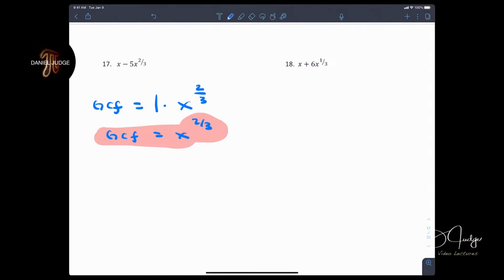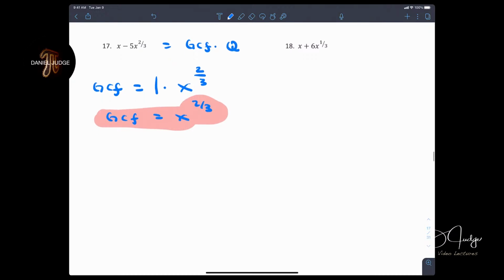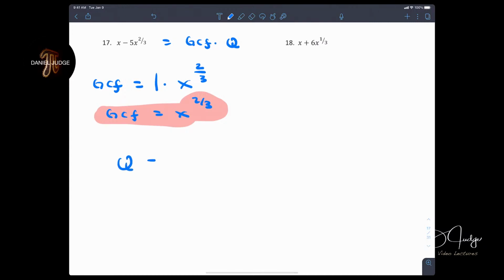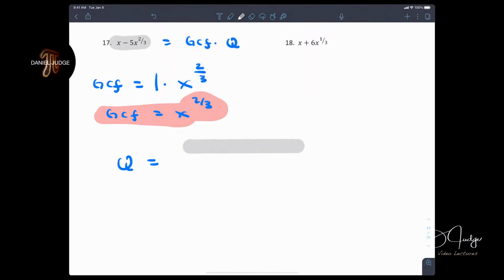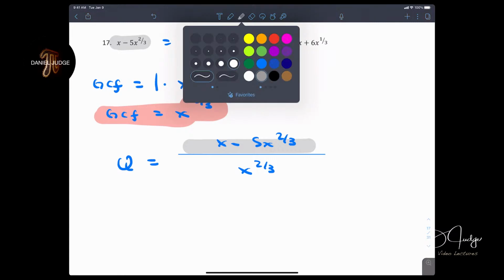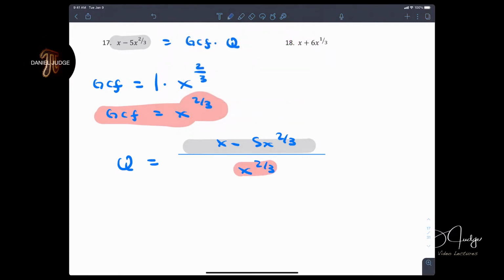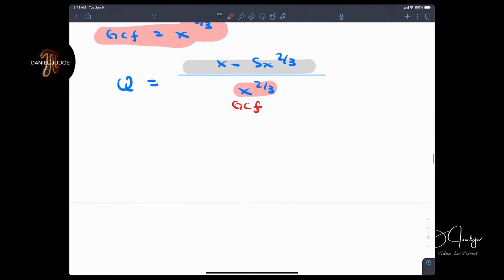Okay, remember, we're going to write this as the product of the greatest common factor and that quotient there. So at this point, we need a quotient. So you take the original difference now. That original difference is x minus 5x to the 2/3 power. We're going to divide by x to the 2/3 power. You always divide by the greatest common factor when you look for that quotient. You divide by that GCF. So we're going to divide by the difference.